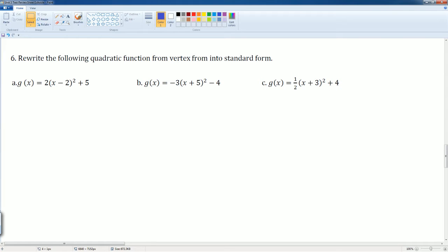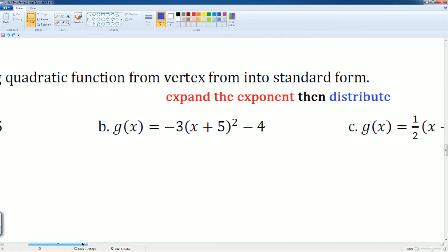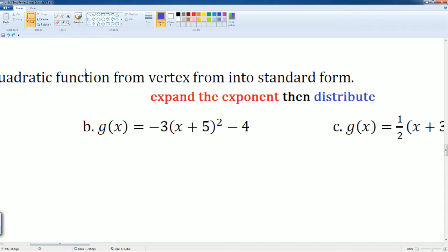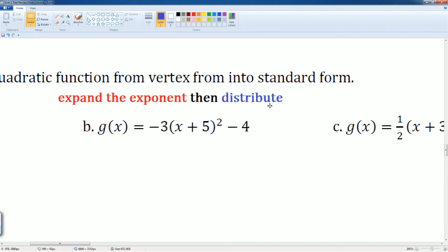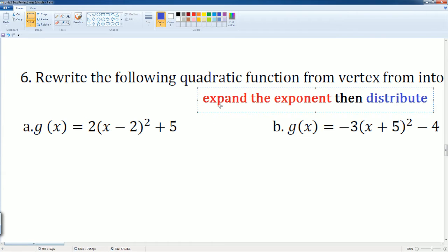Here I will be covering number 6. It says to rewrite the following quadratic function from vertex form into standard form. This is how the vertex form looks, and now we want to bring it into standard form. To do that, we have to make sure we expand that exponent, then distribute. So let's keep this idea in mind as we do A.